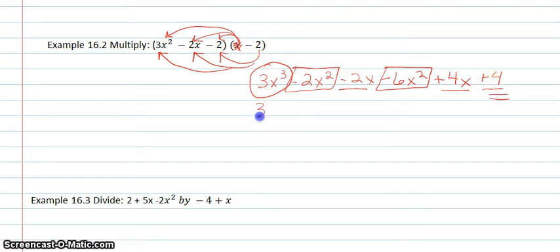Right, so the 3x cubed will just remain the same. Then I'll combine my x squared, so I'll have a negative 8x squared. And then I'll combine my x's, so I'll have a positive 2x. And then the 4 will just drop down because it doesn't combine with anything. Alright, and so now that's our product after multiplying those two polynomials together.